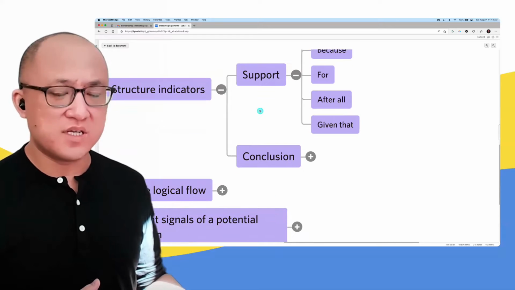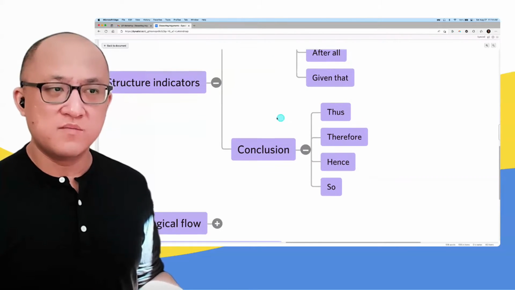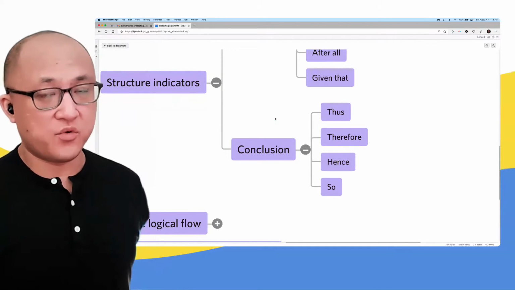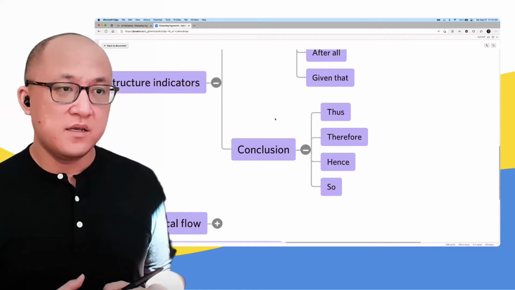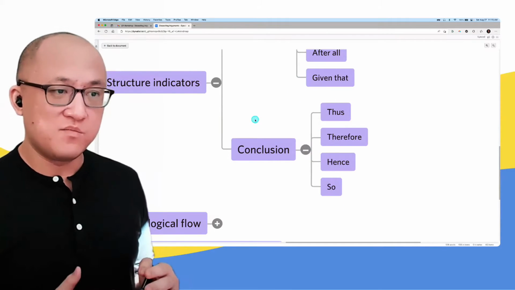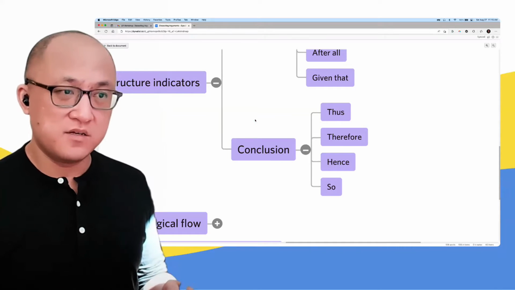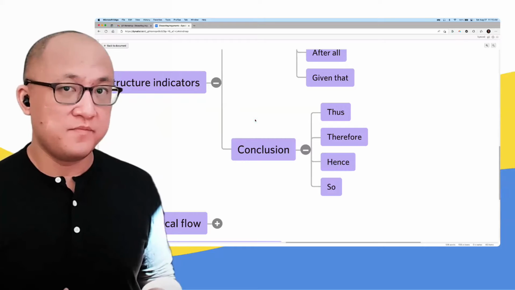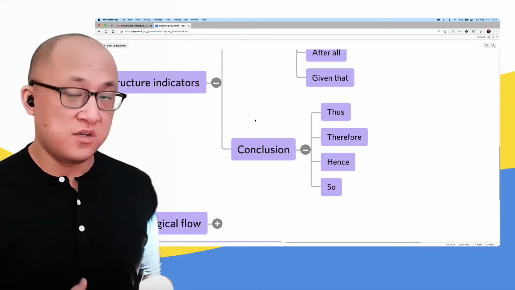What are the conclusion indicators? These ones are probably a little bit more available to you, right? Thus and therefore, hence, and so. These, like I was saying with the other structure indicator words, by their very presence, they do impart logical meaning to the statement that they're referring to or attached to. They will say this has support from something else.